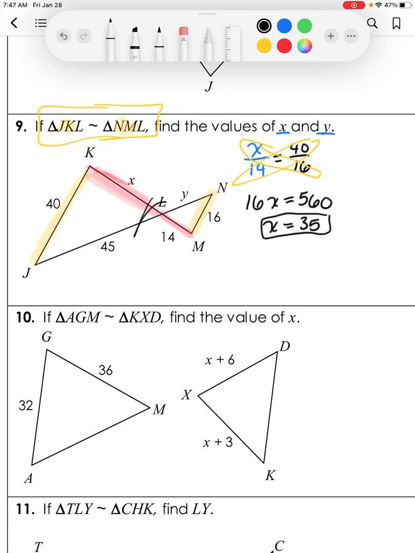My other proportion is going to have to do with the y's. So let's highlight the y's. We have LN, and that's going to match up with LJ on this side. Writing that fraction down, you could say 45 matched up with y. And the other one is going to be, let's do 40, and that's going to match up with 16. So I would write that as 40 on top, 16 on the bottom.